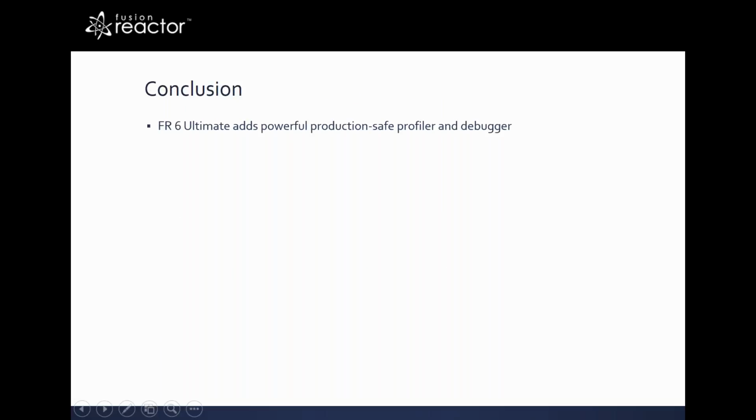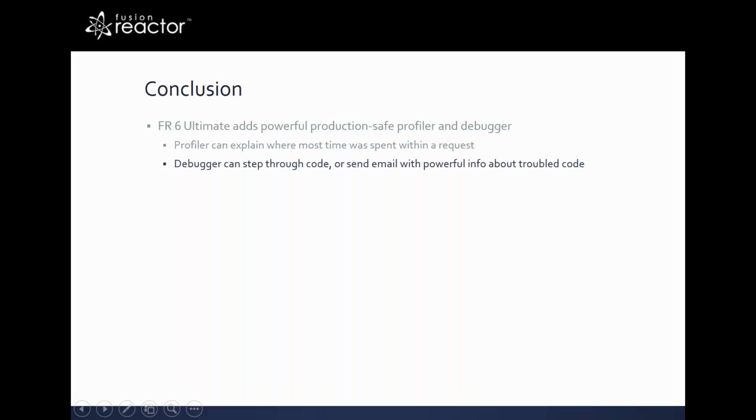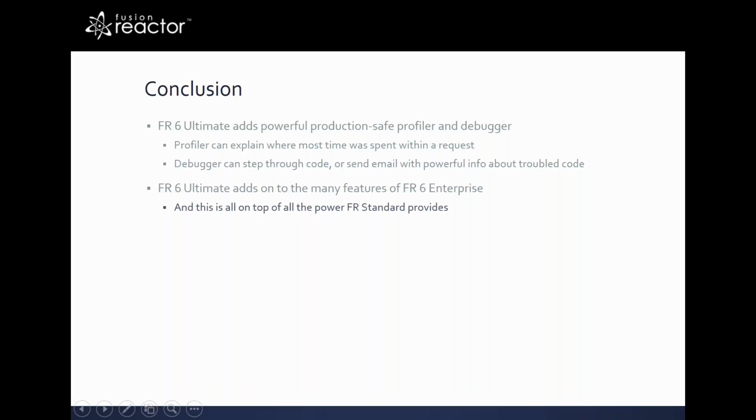All right, so we've seen in conclusion that Ultimate adds these powerful production-safe profiler and debugger features, and they can be so useful with the profiler to understand where time was spent within a request, and with the debugger to either step through code, modify values, and or send email with that tremendous information about some troubled code. And then you get these other additional features, and that's all on top of Standard. So Ultimate is really Ultimate.